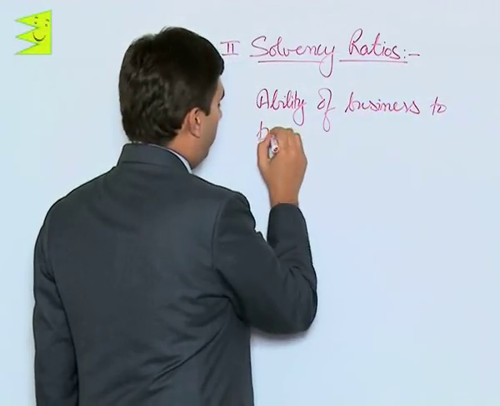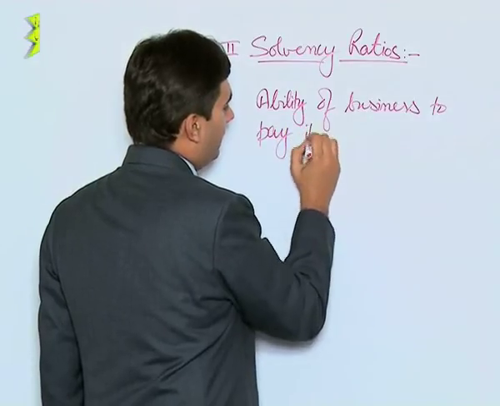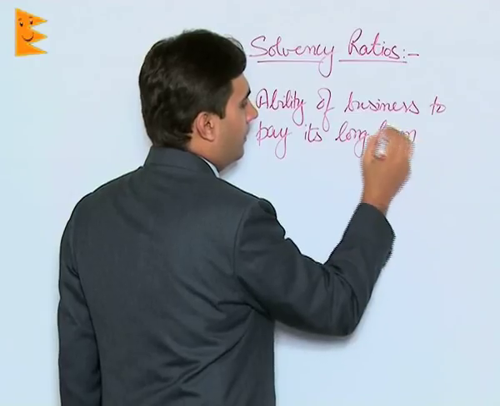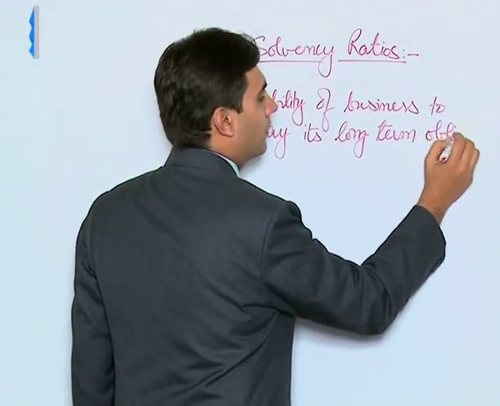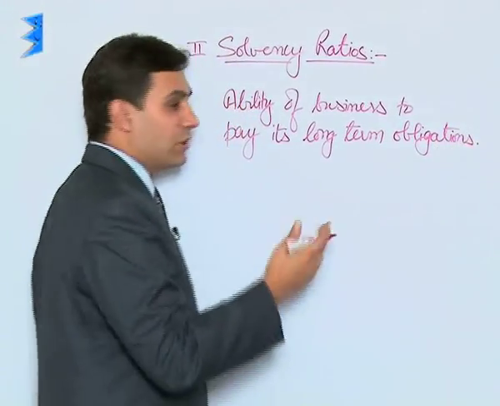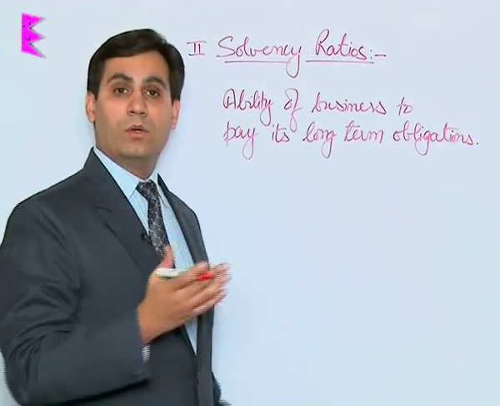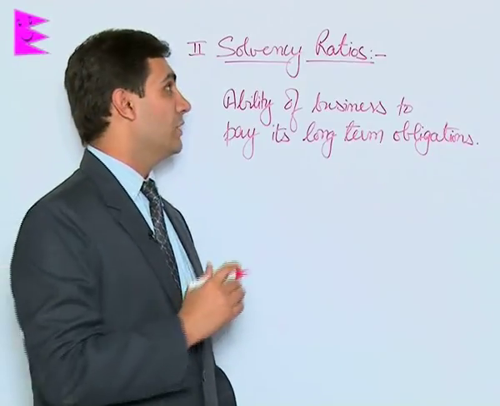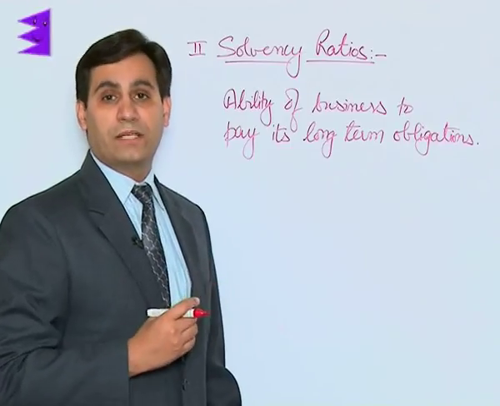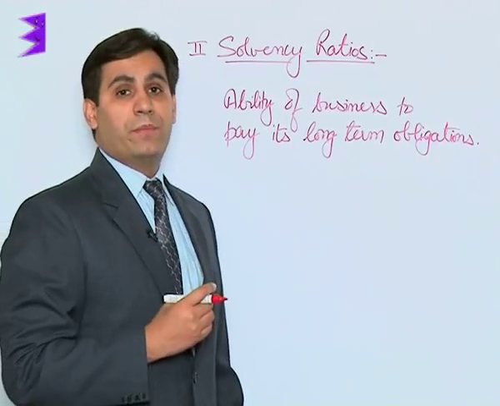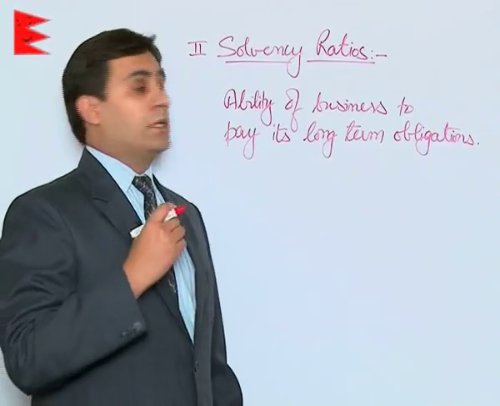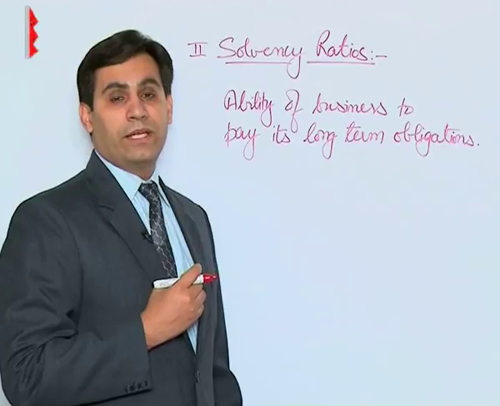to pay its long-term obligations. So by long term we mean a time period of more than 1 year. So students, solvency ratios are actually commenting upon the long term ability. That is, how well a business is able to manage its long term liabilities. There are various ratios which are used to calculate this.